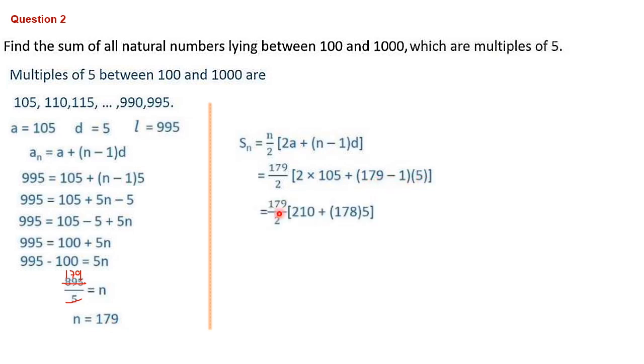That is 179 divided by 2 into 105, that is 210, plus 179 minus 1 is 178 into 5. So 179 divided by 2 into 210 plus 178 into 5.